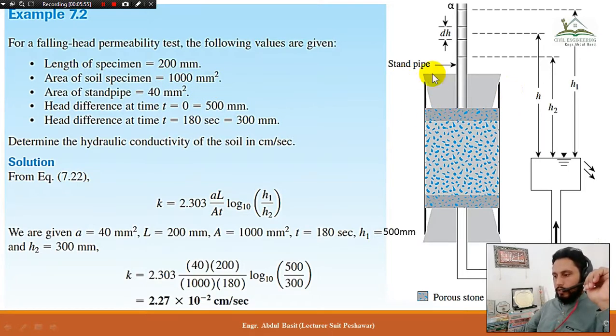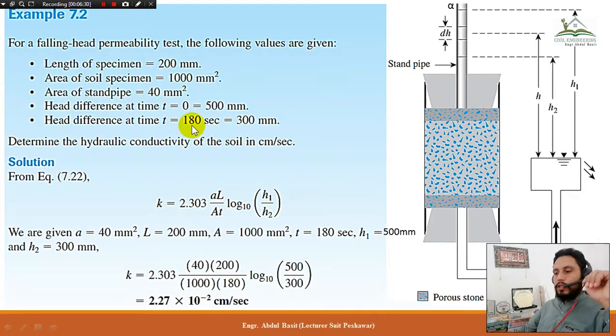So the area of the soil specimen, again as we've discussed in the previous numerical and previous lecture too. The area of the standpipe, this small a, will be equal to 40 millimeters square according to this numerical example 7.2. The head difference at time t0 is 500 millimeter. So time 1 is 0 and h1 is 500 millimeter, and the head difference at time 180 seconds.